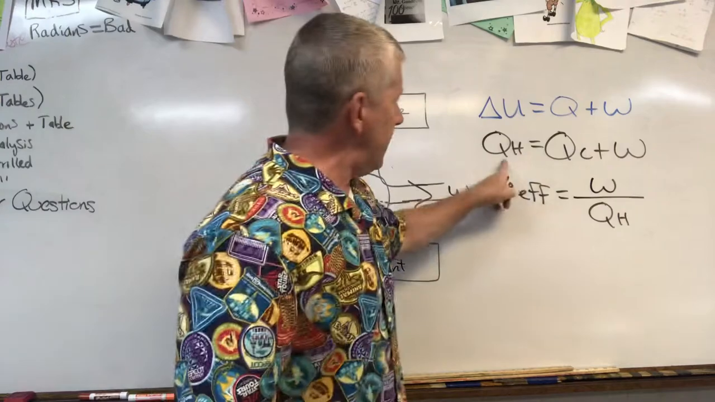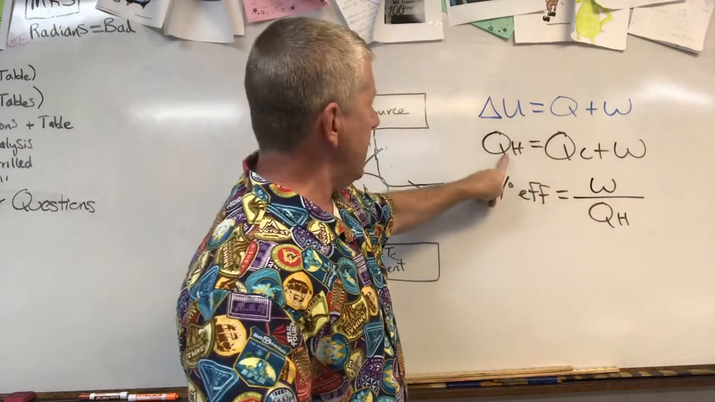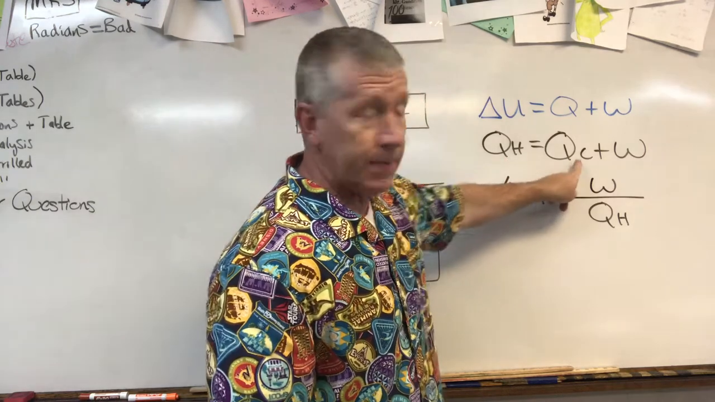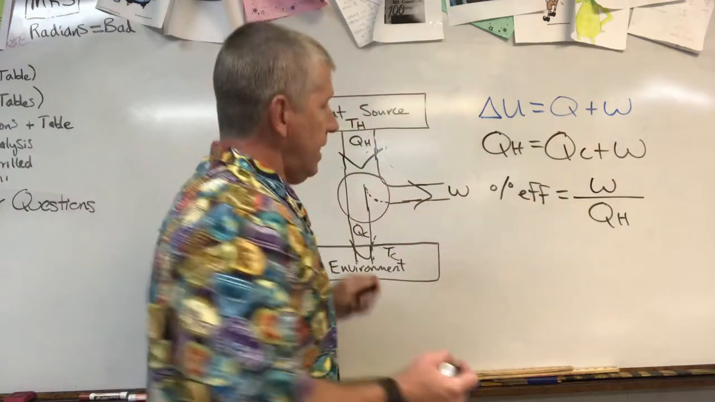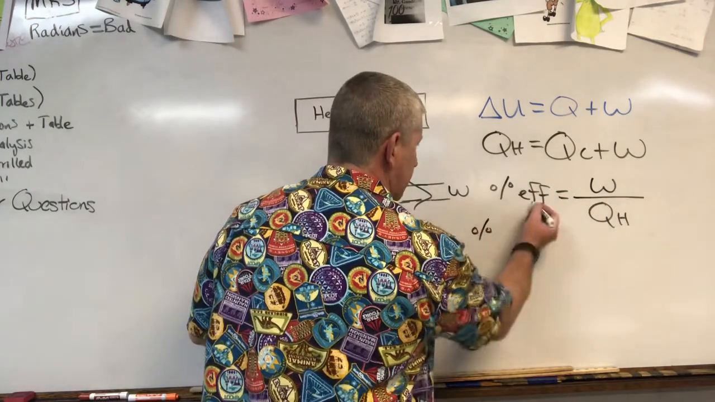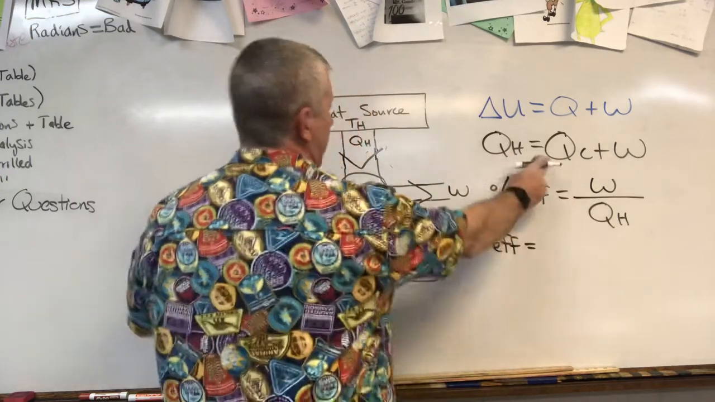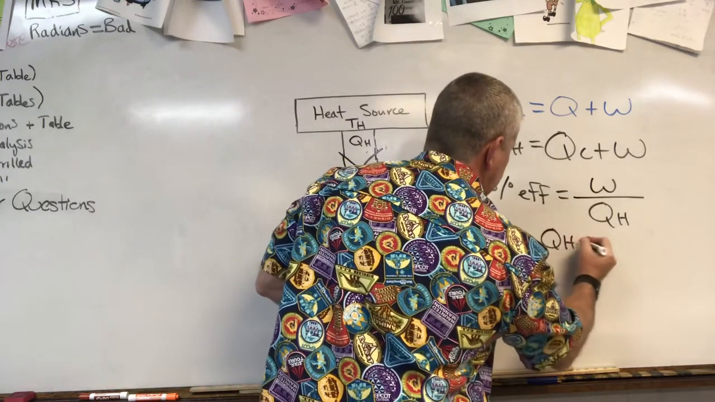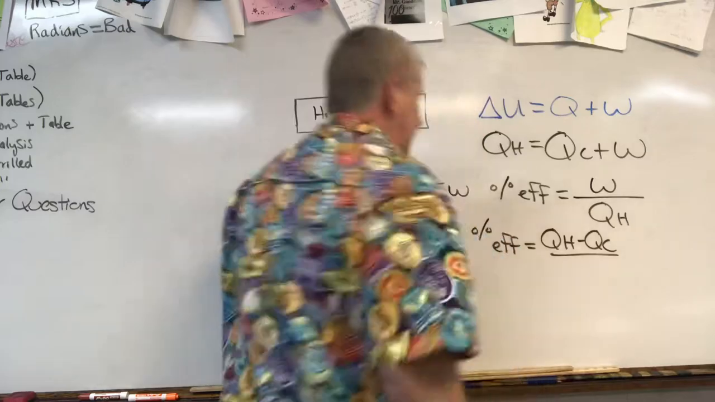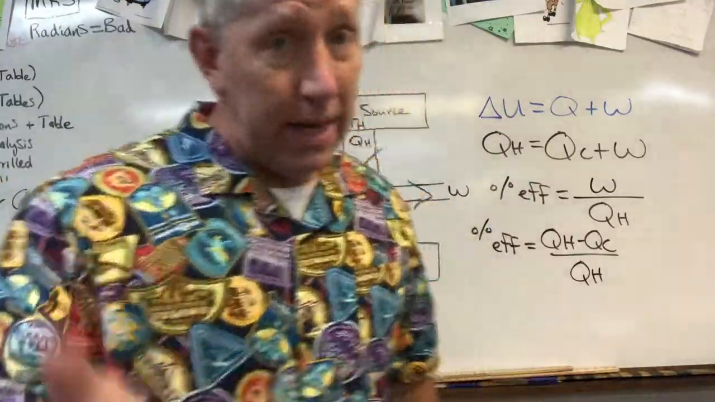Now, since this is true, if I want to find W, I will take QH and subtract QC. QH minus QC gives me W. Here's another way of expressing our percent efficiency. W is equal to QH minus QC, so let's put that up there, QH minus QC, divided by QH. That's another way to write that. Sometimes that comes in handy.